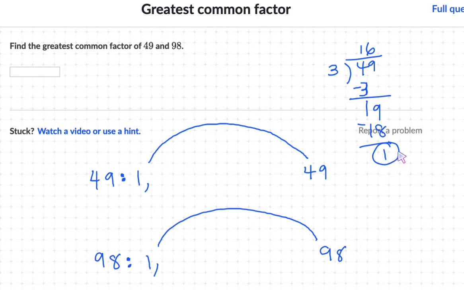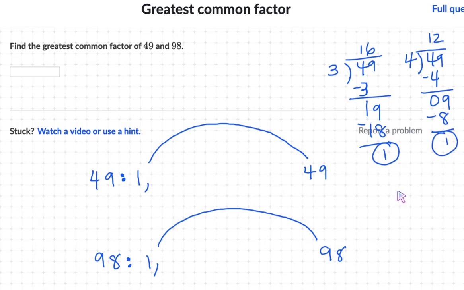Now let's try 4. 4 doesn't quite go into it either. We end up with 9, and 4 times 2 gets you 8, but we have a remainder at the end, so that doesn't work. 5 doesn't work. Multiples of 5 have to end with 5 or 0, and it's 49, so that doesn't work. 6 doesn't work as well. Let's see, 6 times 8 is 48. So a lot of these end up with a remainder of 1, so very close but not quite.